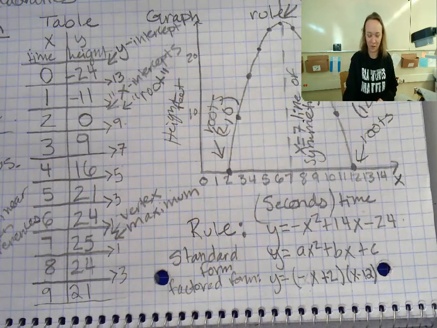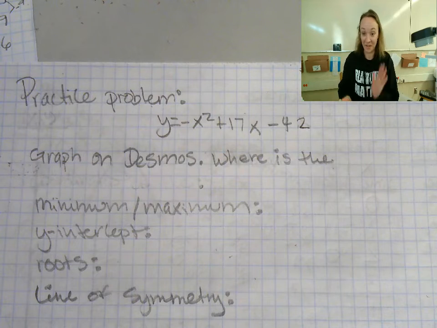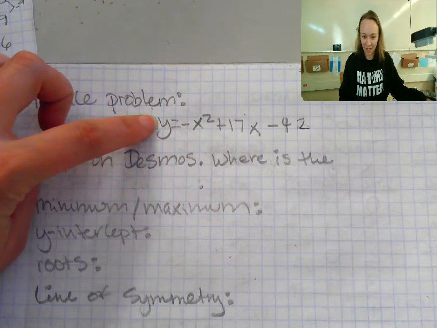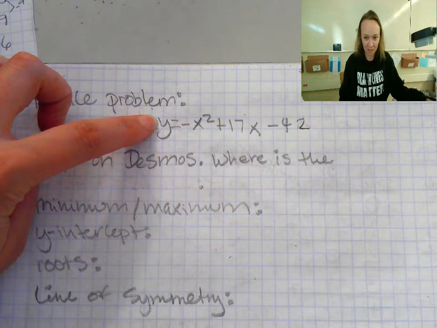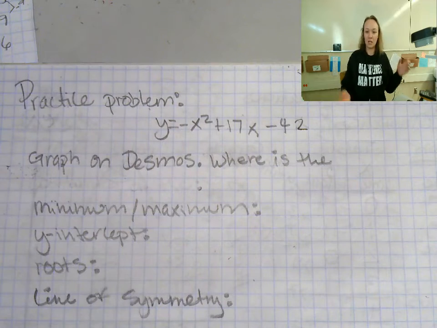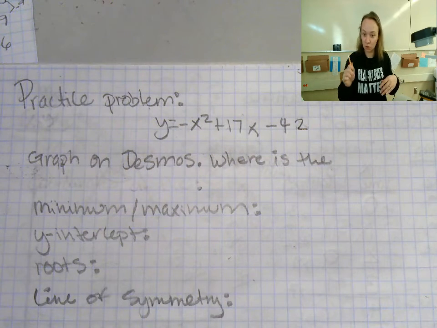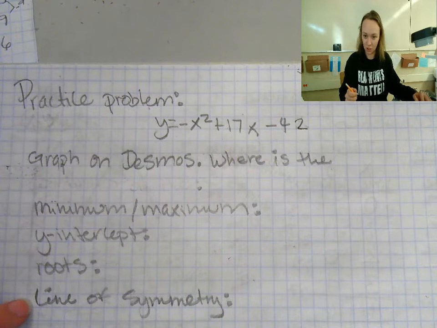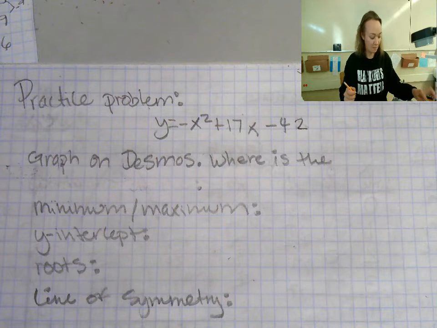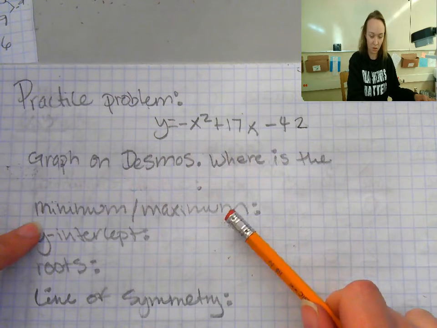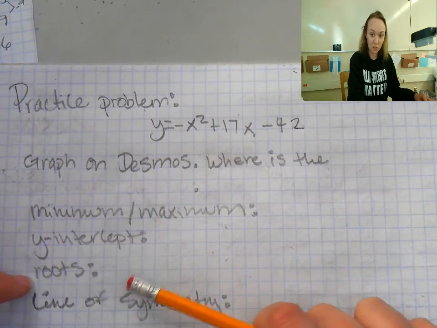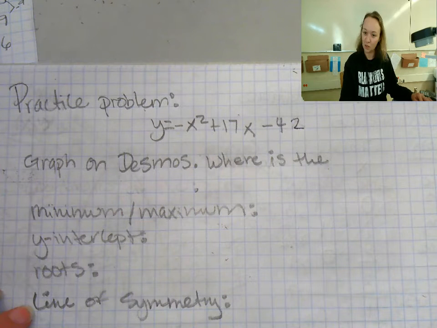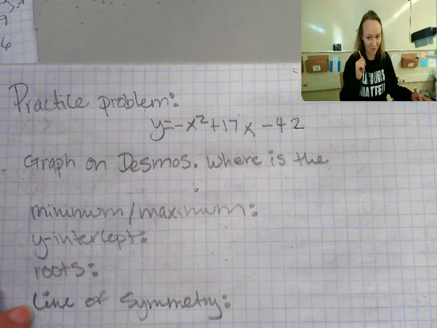Okay, practice problem. All right, so for your practice problem, you're going to go on Desmos. You are going to graph this equation, y equals negative x squared plus 17x minus 42. And then I need you to tell me, either as a coordinate for those first three, or as a little equation, where is the minimum or maximum, the y-intercept, the roots, if there are any, maybe one, maybe two, maybe none, and the equation of the line of symmetry. There's definitely a line of symmetry.